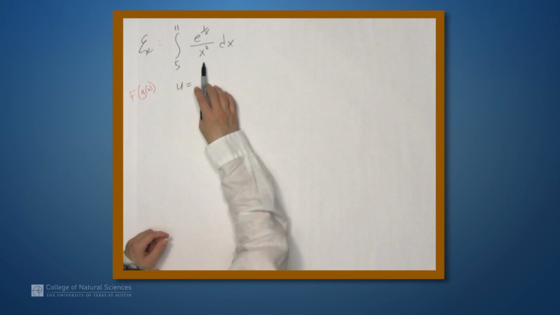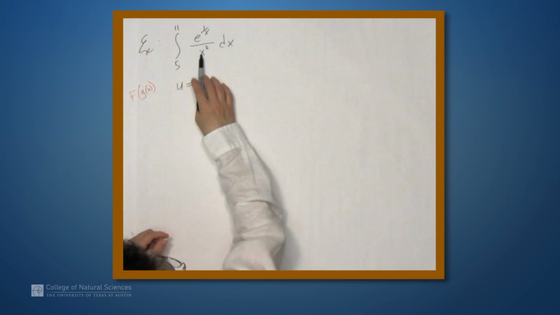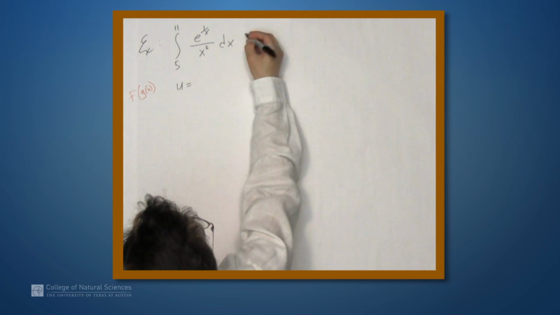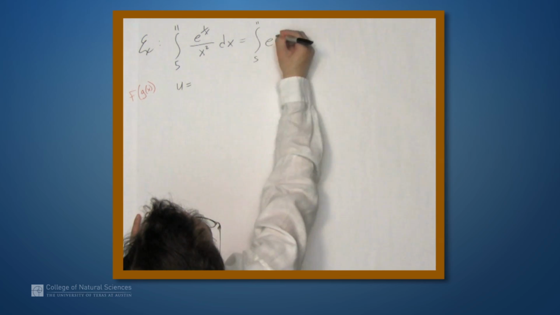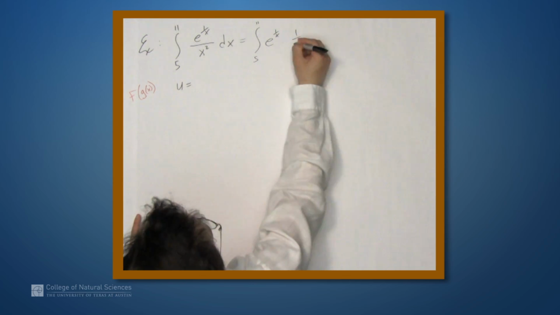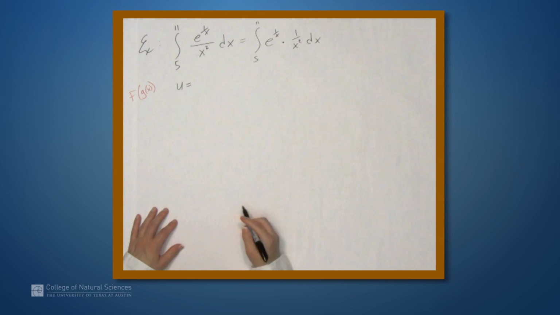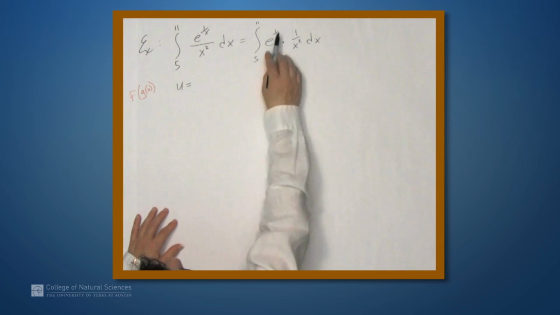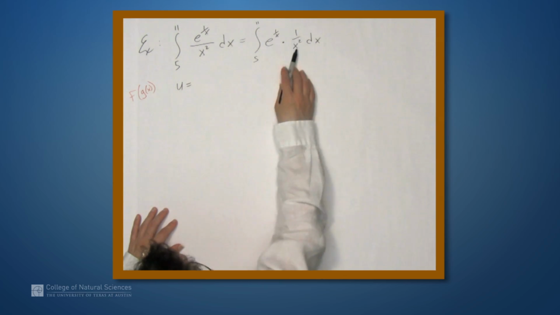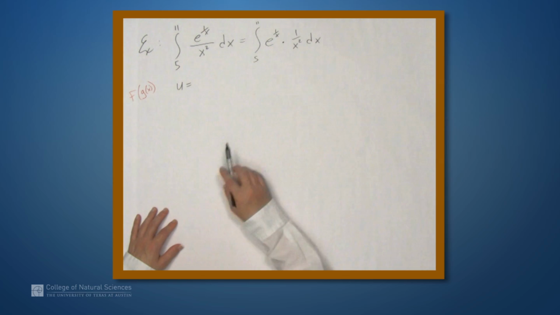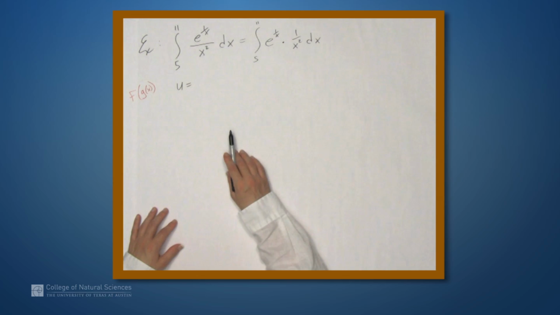So if 1 over x is g of x, the derivative is almost 1 over x squared. So if we rewrite this as the integral from 5 to 11 of e to the 1 over x times 1 over x squared, then it might become a little clearer. So here we have f of g of x, and here we have our g of x. Actually, this is not quite f of g of x, but 1 over x is our candidate for g of x.